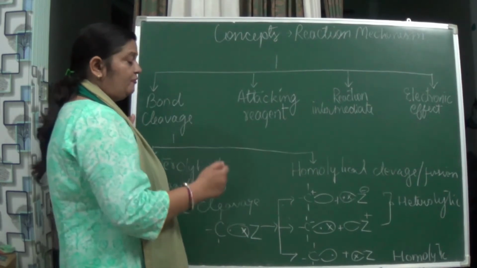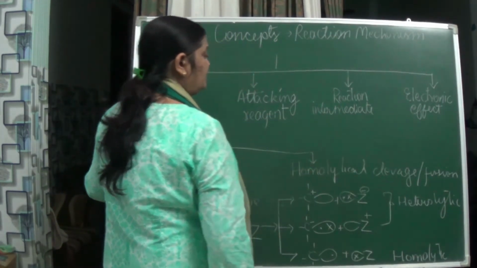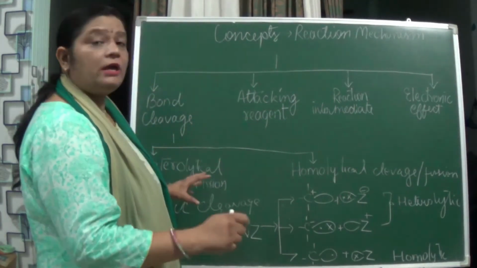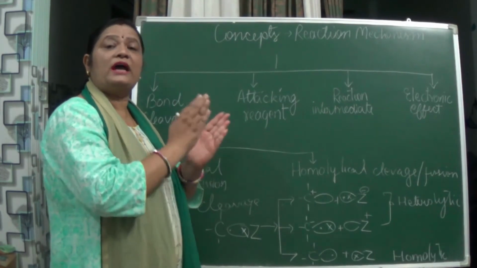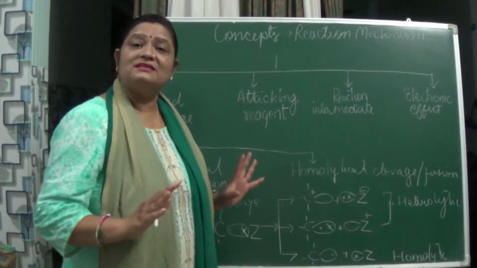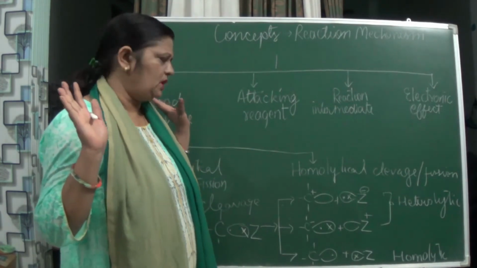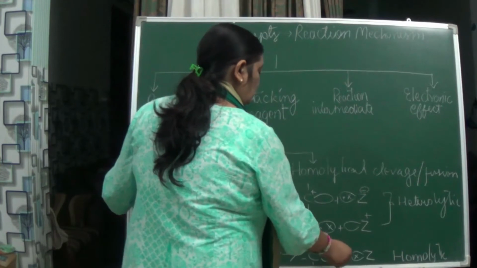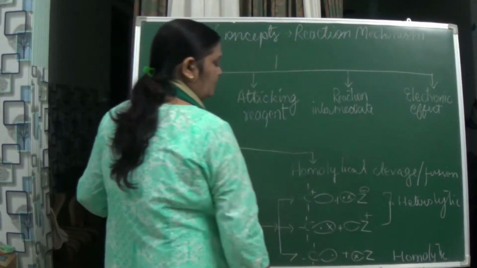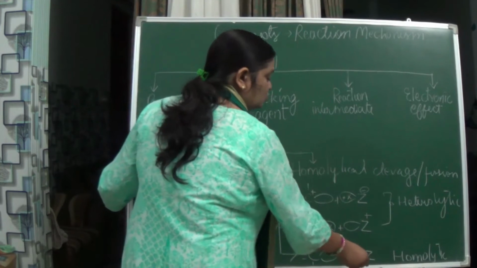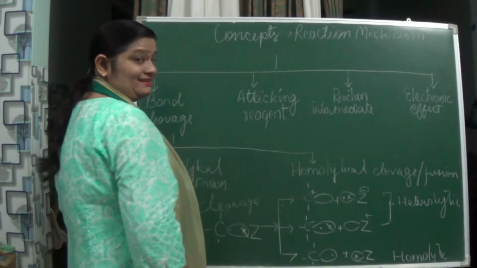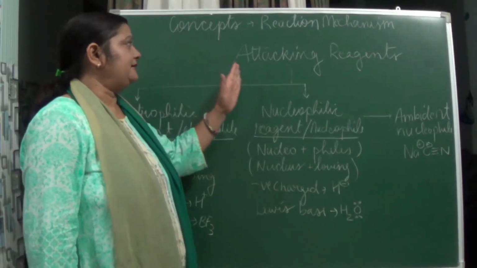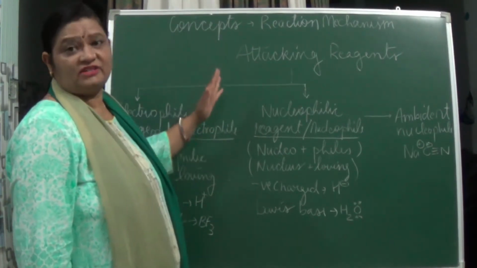Now, homolytical cleavage or fission. Homo means same. So when the cleavage takes place, both fragments will consist of an equal number of electrons after cleavage. Like here, carbon is consisting of one electron and Z is also consisting of one electron after the cleavage, so it is known as homolytic cleavage. So moving forward with the next step, that is the attacking reagent of the reaction mechanism.